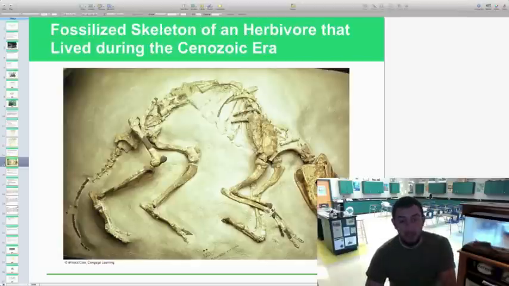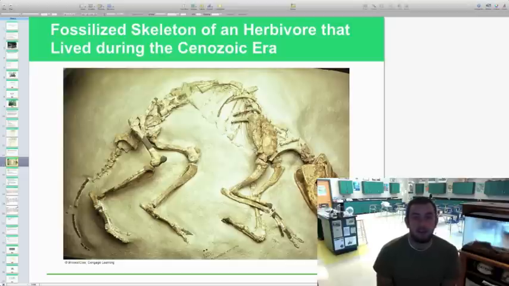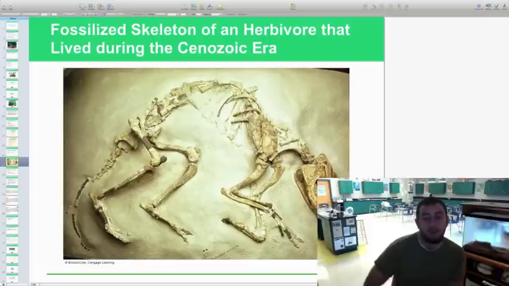This is just a look at one of the types of fossilized skeletons. This is of a herbivore that lived during the Cenozoic era. You guys will be responsible for knowing the different eras. We haven't talked about that yet, but you are responsible for knowing that for the AP exam. But we're not going to talk about that right now. This is just one organism and a view of a fossil.